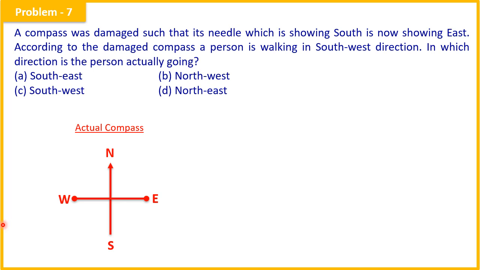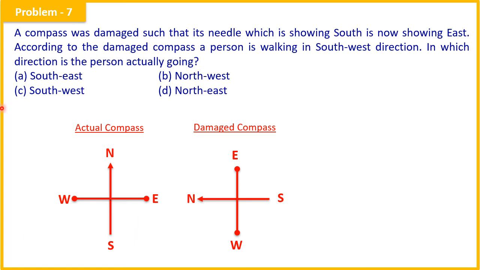So the damaged compass I will make here is something like this. The south is showing east, means it is rotated by 90 degree in anti-clockwise direction. So south came in place of east, east went in place of north, north came towards west and west came towards south. It is rotated by 90 degree in anti-clockwise direction.